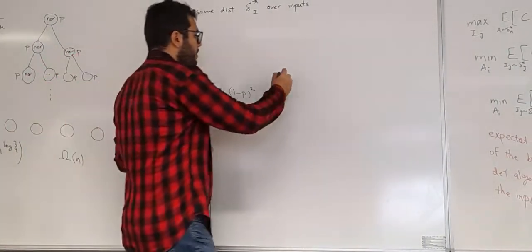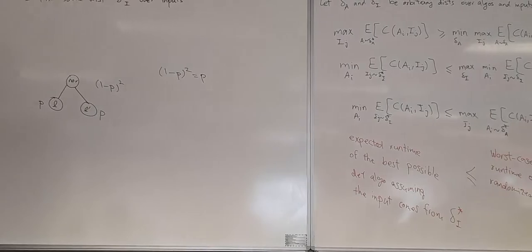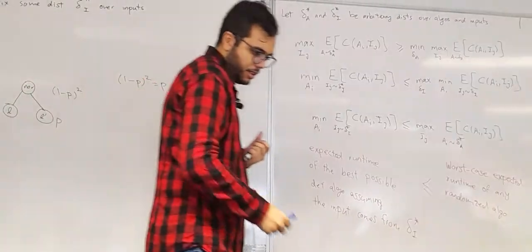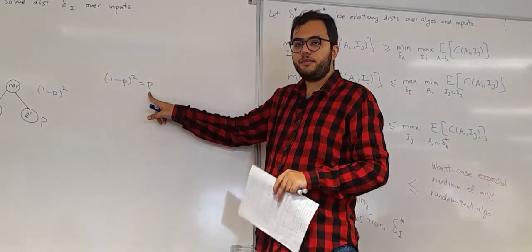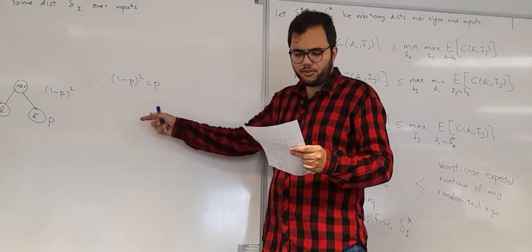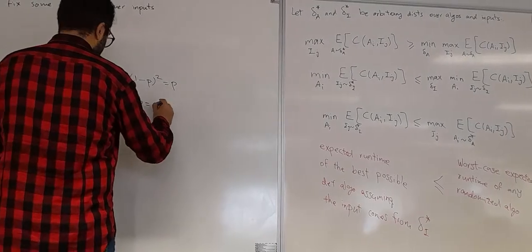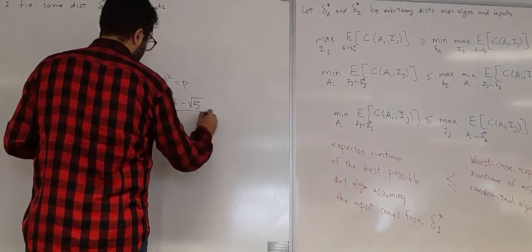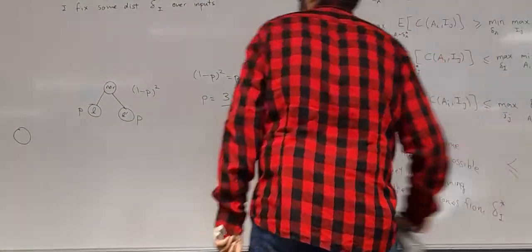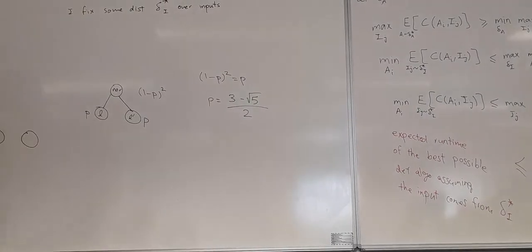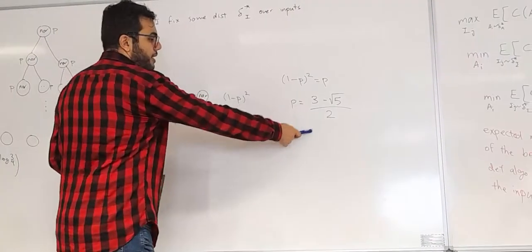So I just need to solve this equation. I just need to be sure that (1 minus p) squared is equal to p. This is a quadratic equation; you can solve it. Since this is a probability, we want it to be between 0 and 1, and if you solve it, you'll see that there is only one solution between 0 and 1, and that's (3 minus square root of 5) divided by 2. So that's how I fix my input. I take every one of these bits, and with this probability, I set it to 1.